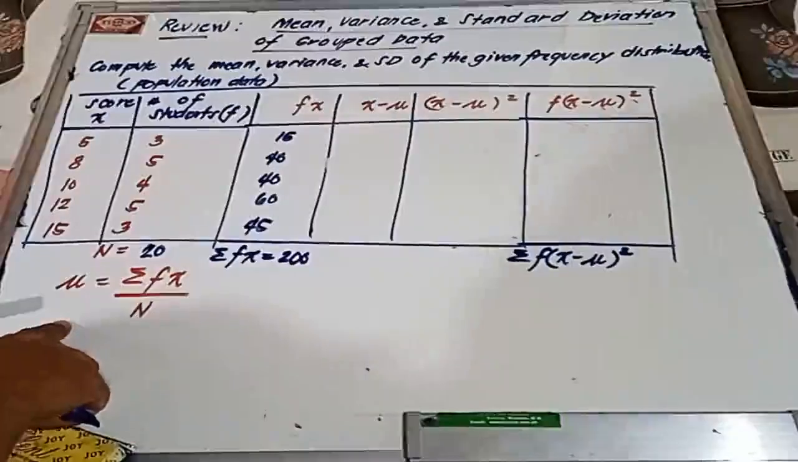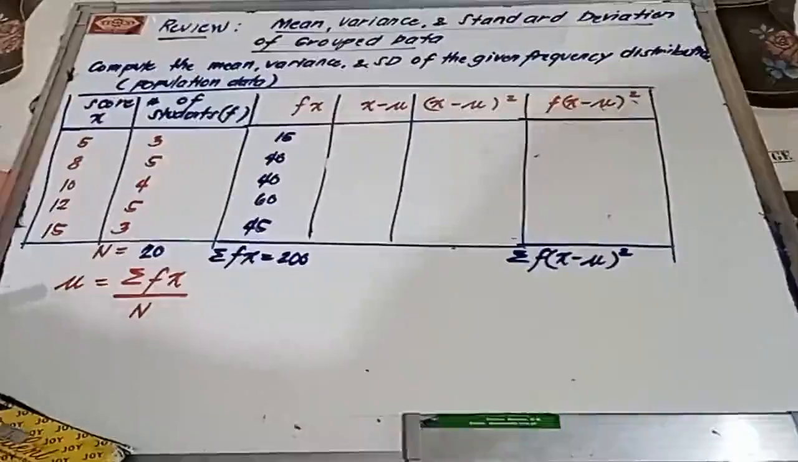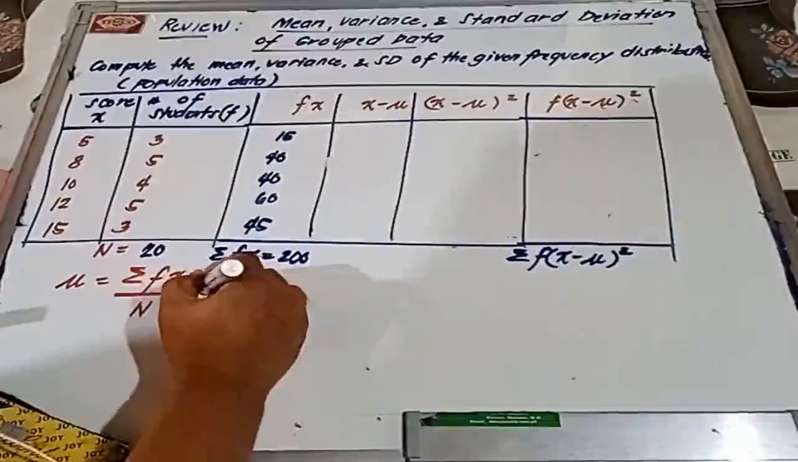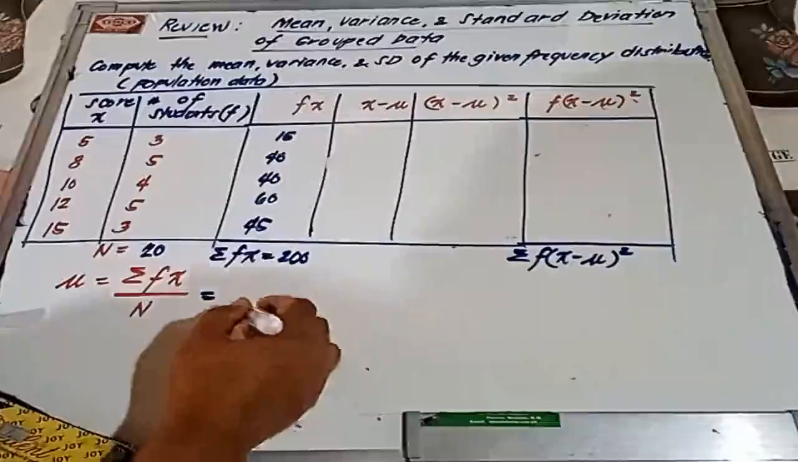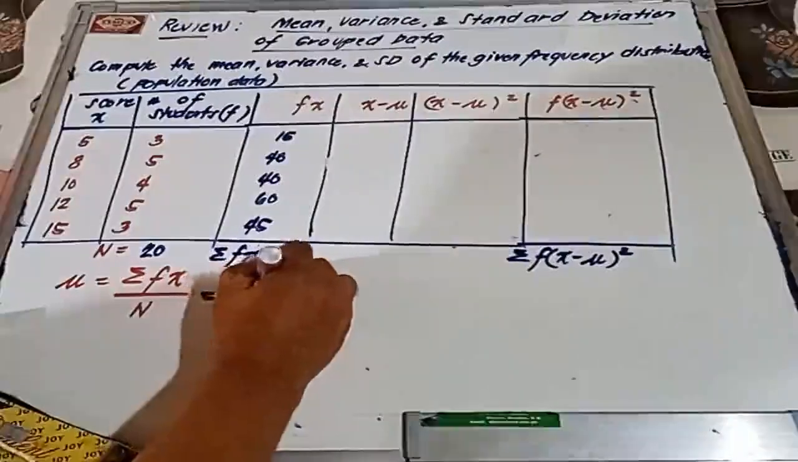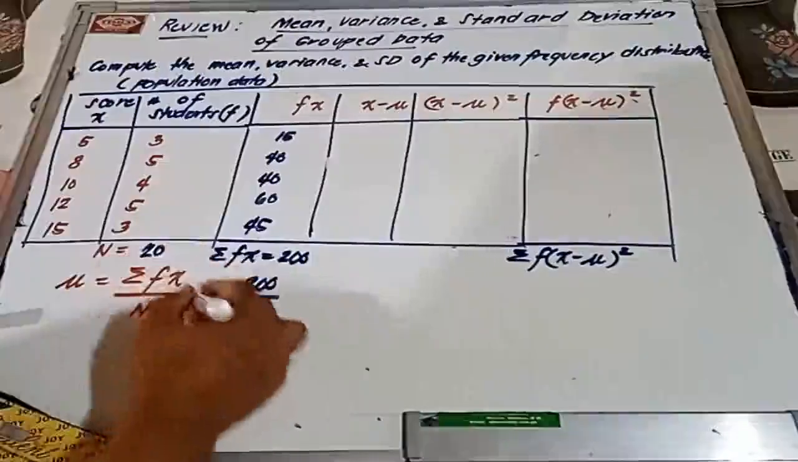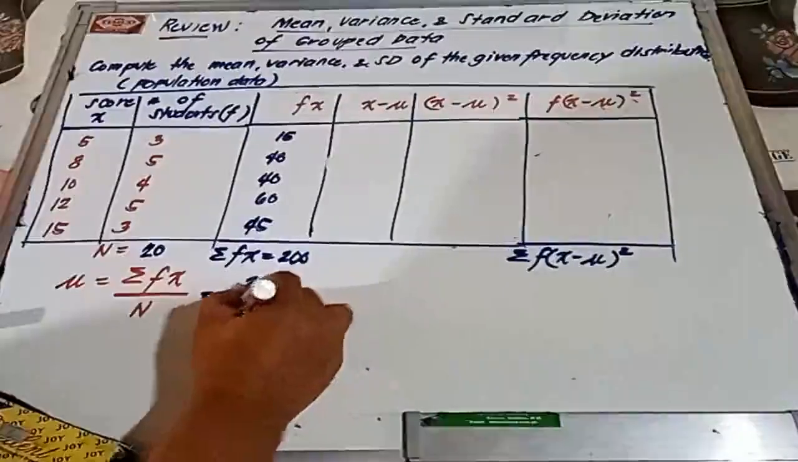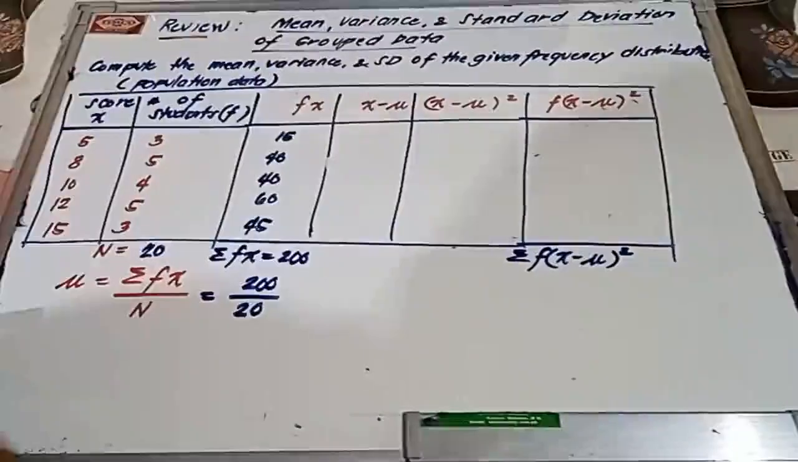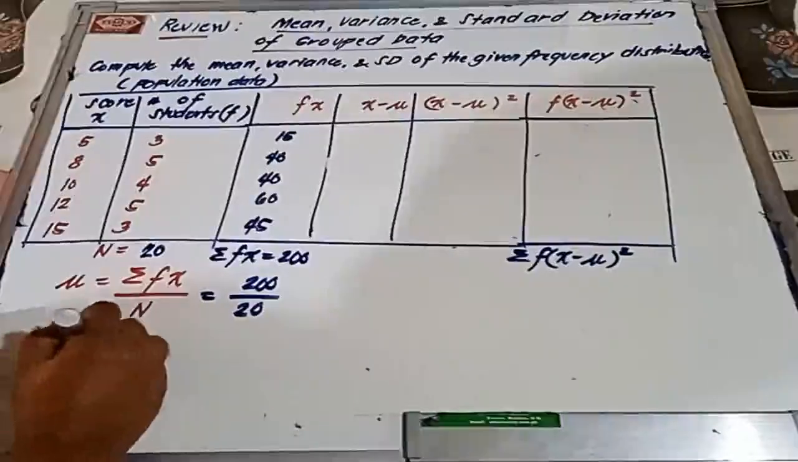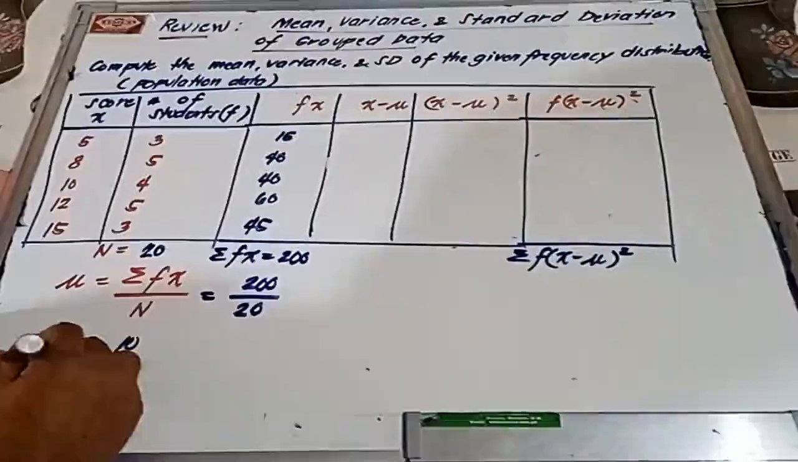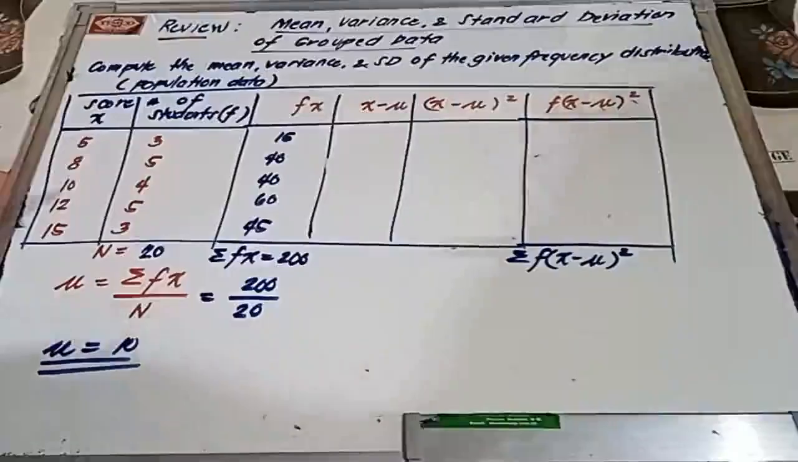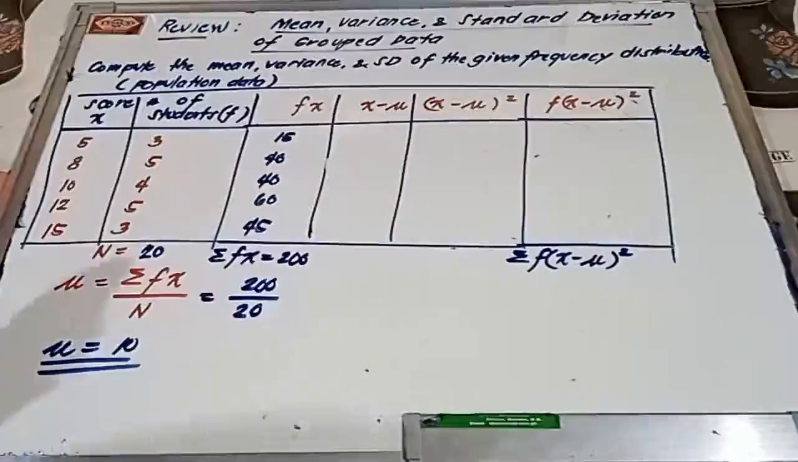We can determine the mean of this frequency distribution. So i-plug in lang natin yung mga values na nakuha natin. Summation of fx is 200 and N is equal to 20. So therefore, the mean of this frequency distribution is equal to 10. Ano ibig sabihin nun? Ito yung average score of the student. Okay? Ito yung gitna. Kaya nga yung mean natin is part of the topic about measures of central tendency.